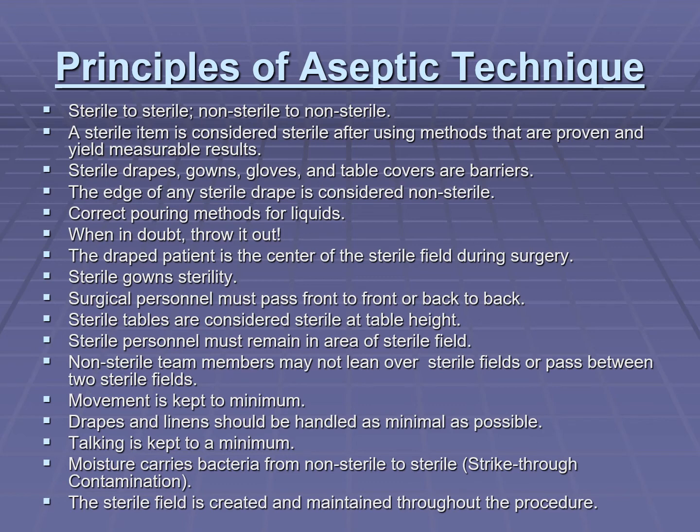Sterile drapes, gowns, gloves, and table covers are barriers, right? They're those physical barriers. The edge of any sterile drape is considered non-sterile. Remember, we have that 1-inch margin, and anywhere that a drape or a cover falls away from an edge, it's considered not sterile. We also have to think about how we transfer liquids from off the sterile field onto the sterile field. Once we start pouring, we don't want to stop pouring, right? Once you pop, you can't stop. You don't recap, you don't reuse.